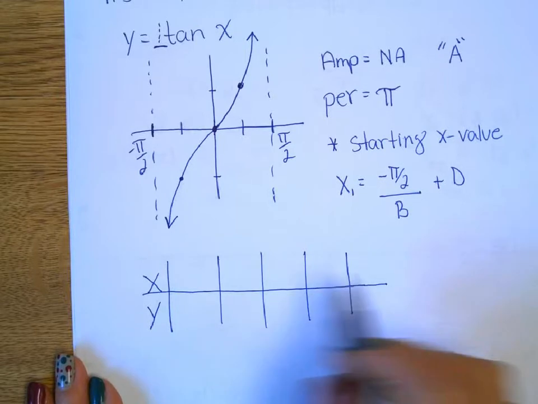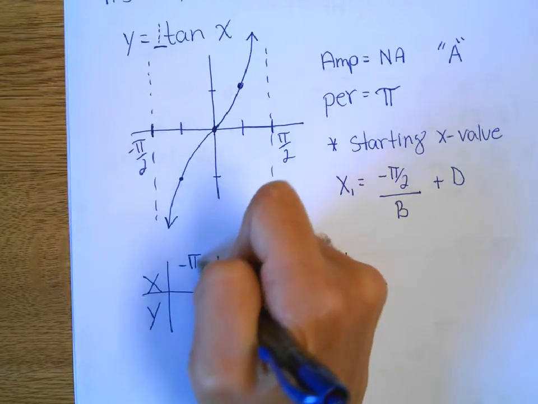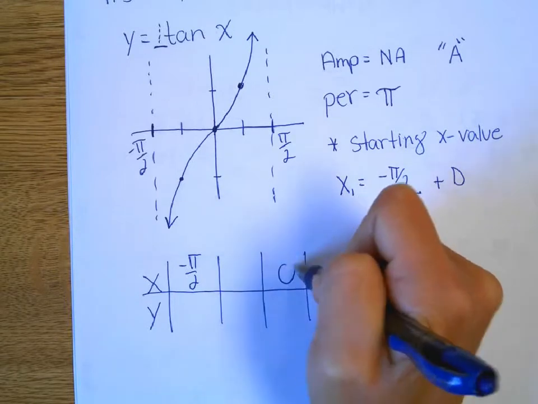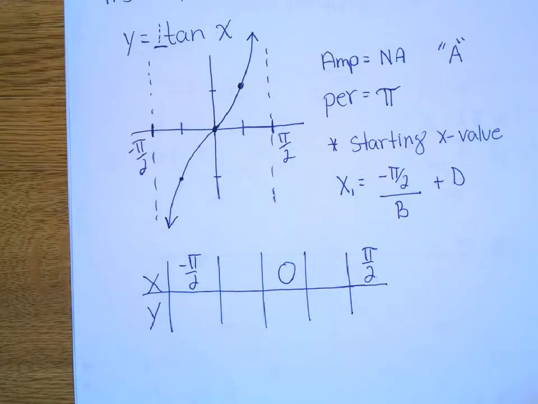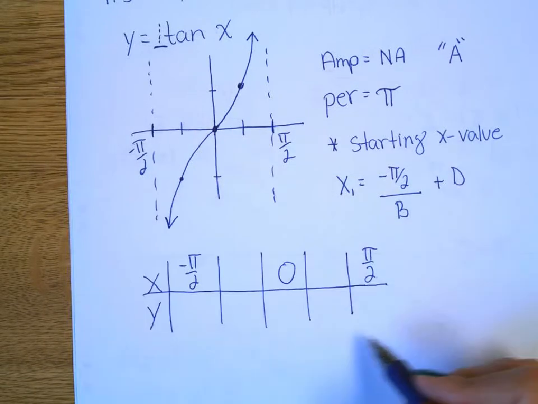All right, so our starting x value just on the normal tangent, with no phase, vertical, or period change, nothing, is negative pi over 2 to pi over 2. That puts the origin in the middle. I'm just making this table for this graph so we can get the pattern for the y values.